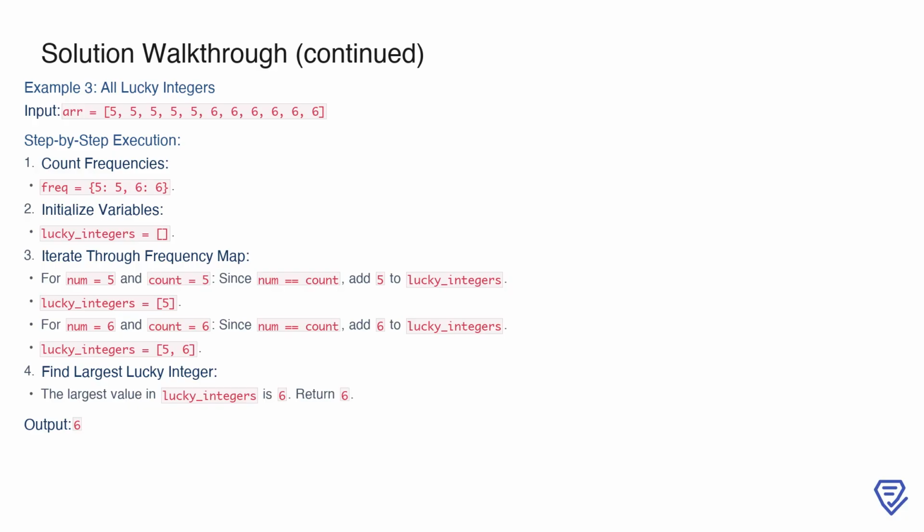Next, for number equals 6 and count equals 6, the condition is satisfied again, so we add 6 to the list. At the end of this process, the lucky_integers list contains 5, 6. To identify the result, we select the largest value in the list, which is 6, and return it as the output.